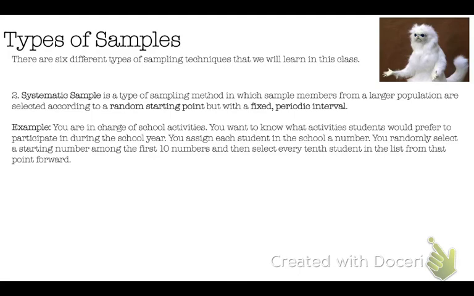You're in charge of school activities. You want to know what they prefer to participate in. So you assign each student in the school a number, and you select a starting number, so let's say 3. Then you select every 10th student in that list from that point forward. So we do 3, 13, 23, 33, 43, and so on. Our fixed periodic interval would be 10, and our random starting point was the third. Everyone was assigned a number, so this is a systematic sample.